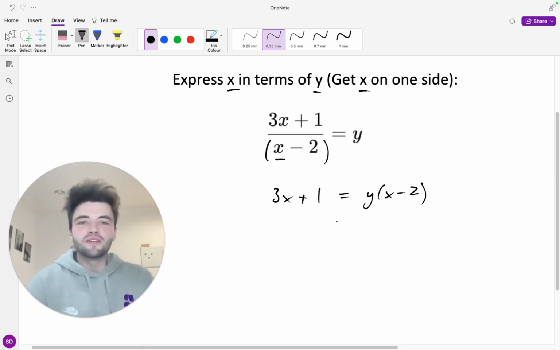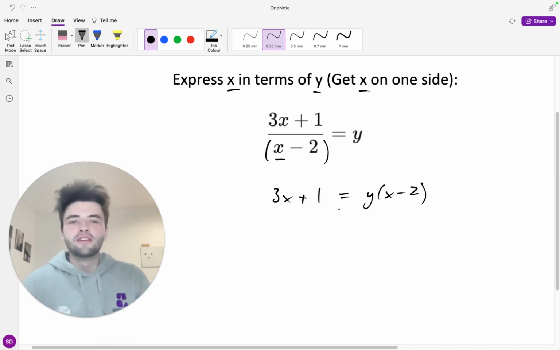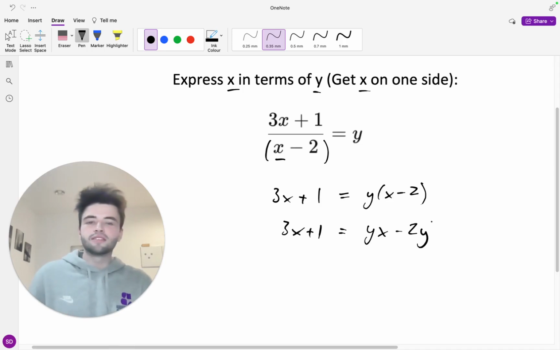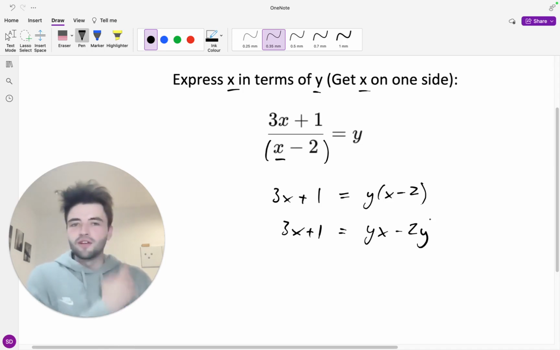And so by multiplying across by x minus 2, we get that 3x plus 1 is equal to y times x minus 2. So again, just to get rid of our fraction first. And so the next step now is going to be to get rid of our brackets. So we've got 3x plus 1 on the left hand side, and then we've got y times x, which is just yx, minus 2 times y, which is going to give us minus 2y. So now you can see we've got just normal terms now. So we've got numbers times x and also y times x here on the right.